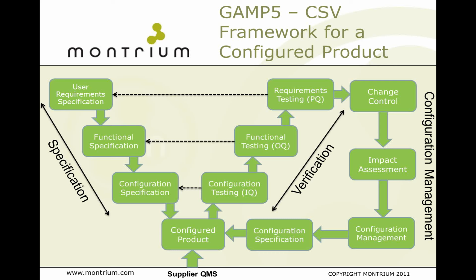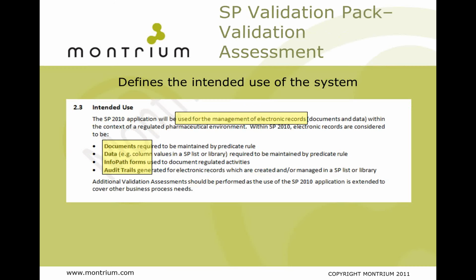When we do change control, we always need to do an impact assessment on the impact of the change on the existing environment, and then we get into configuration management, where we'll update configuration specifications again and then go through the same process of reconfiguring the product and then retesting the product. So this is really the framework that we're using for SharePoint. So let's now look at some of the documents and the approach that we take with these documents.